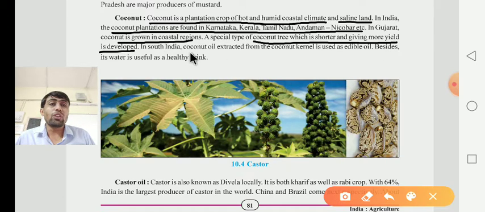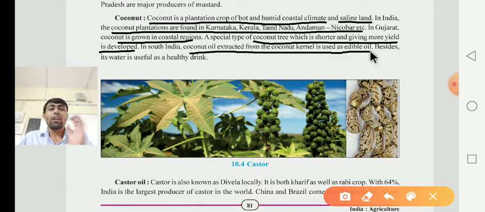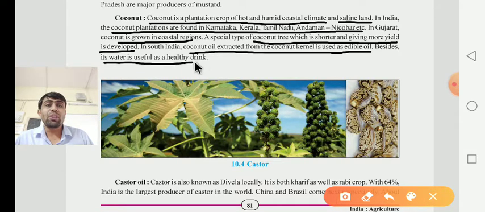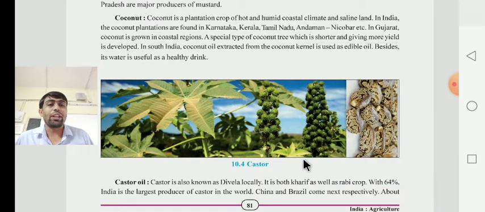In South India, coconut oil extracted from the coconut kernel is used as edible oil. Edible oil means khadya tel. Besides it, coconut water is useful as a healthy drink.